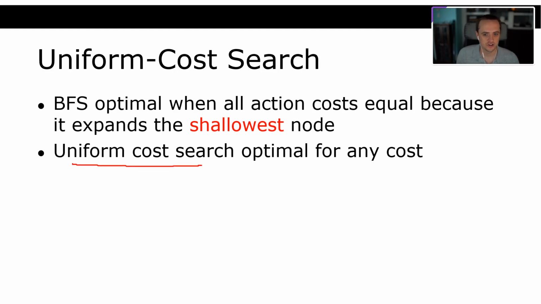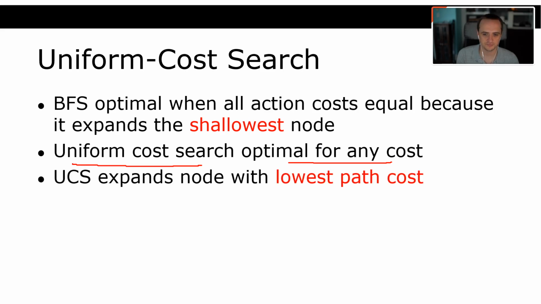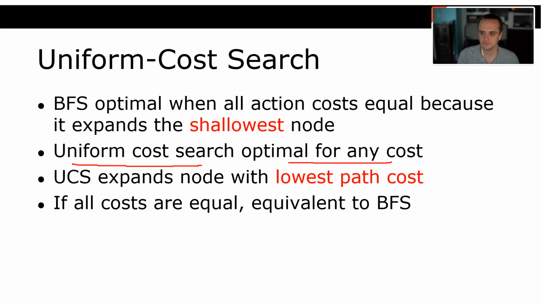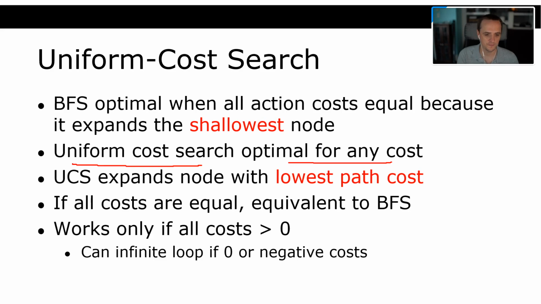Uniform cost search is going to be optimal for any cost. Okay, so let's modify breadth first search so that now it can be optimal for any possible cost. So UCS, unlike BFS, which is going to expand the first thing in the fringe, right, because we're using a queue, UCS is going to expand the node with the lowest path cost instead. All right, so if all costs are equal, UCS is equivalent to breadth first search, right?